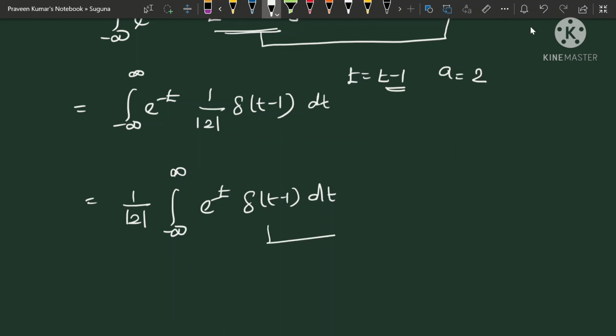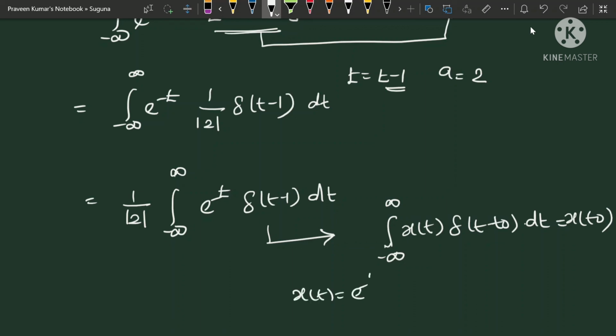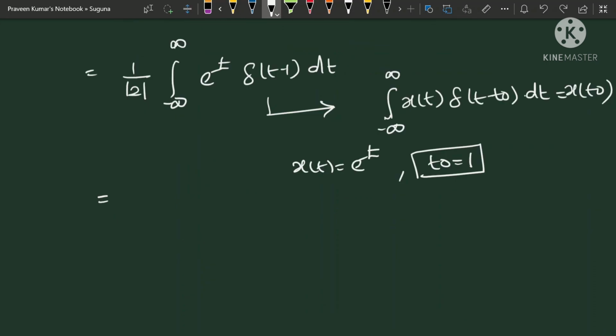Right, now this equation is in the form of the time shifting property. What is our time shifting property? Integration from minus infinity to plus infinity of x of t delta of t minus t naught into dt is equal to x of t naught. Now you compare these two equations. Our x of t is equal to e power minus t and t naught is equal to 1, right? This equation is in the form of the time shifting property. So in x of t naught, put 1 where t naught is.